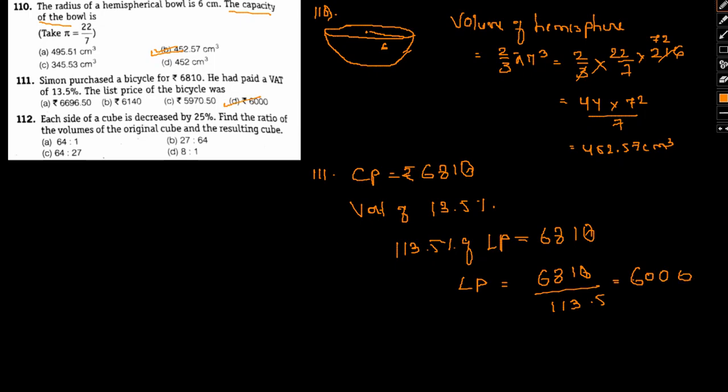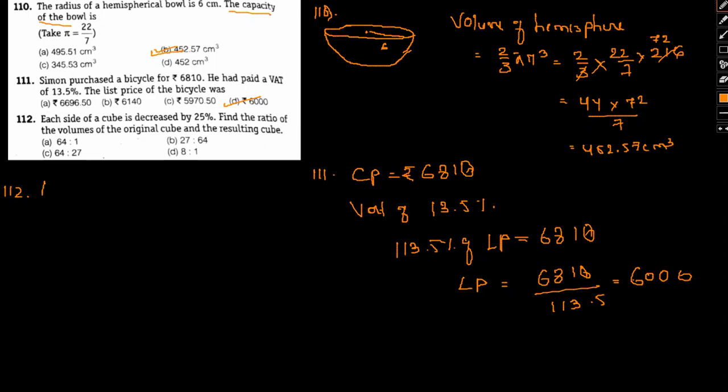Okay, I hope this is clear. And now finally, we'll move on to question number 112. Each side of the cube is increased by 25%. Then find the ratio of the original to resultant.